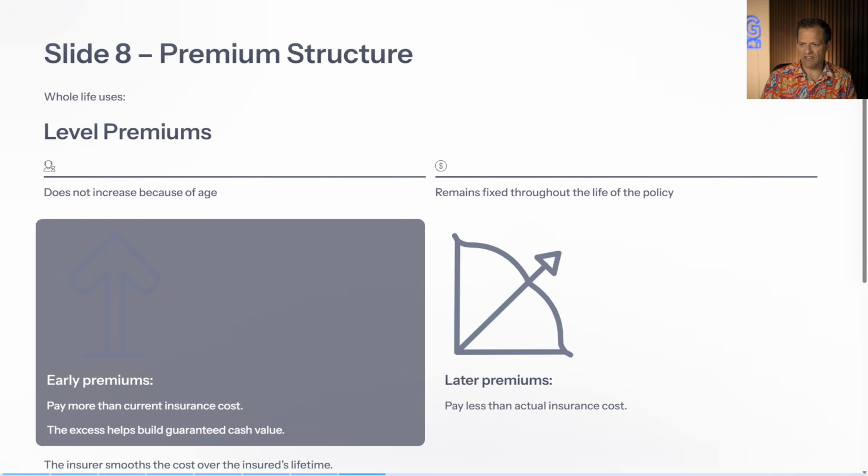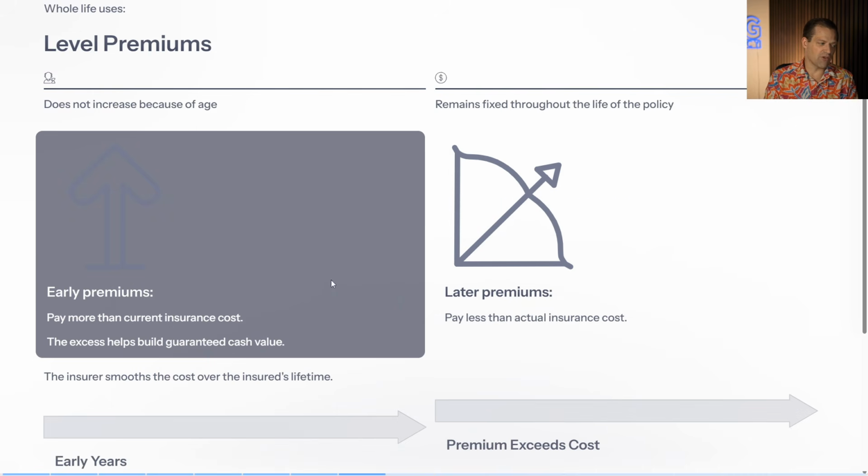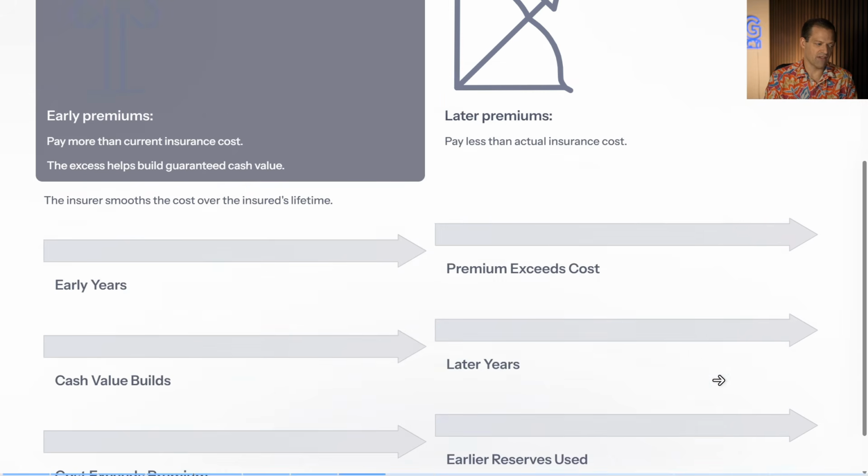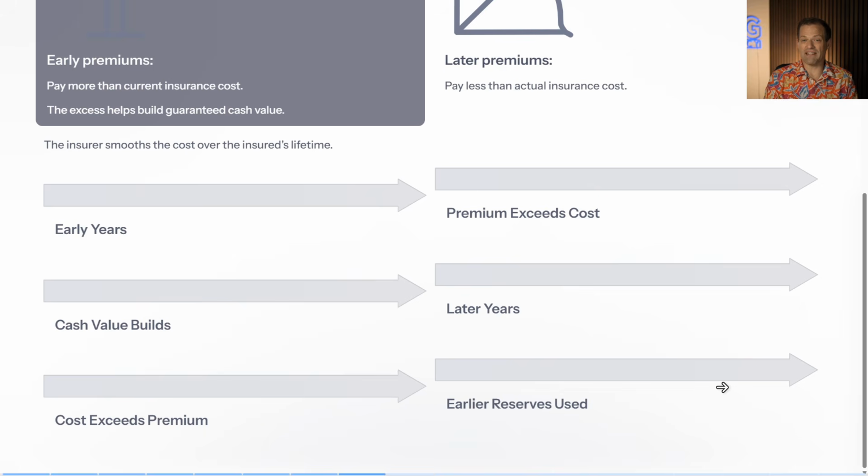So premium structure, let's look at the premium structure. Whole life uses level premiums. They do not increase because of age, and they remain fixed throughout the life of the policy. So early premiums pay more than the current cost of insurance, which helps build excess, and the excess helps build guaranteed cash value. The insurer smooths the cost over the insured's lifetime, and later you pay less than the actual insurance cost, okay? So in the early years, premium exceeds cost for whole life and cash value builds, but in later years, the costs exceed the premium, and then earlier reserves are used.